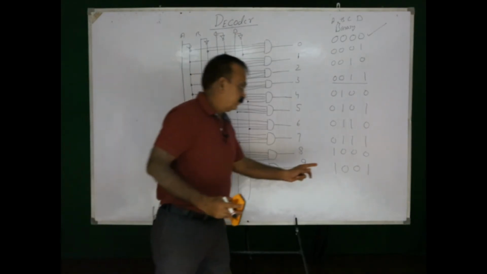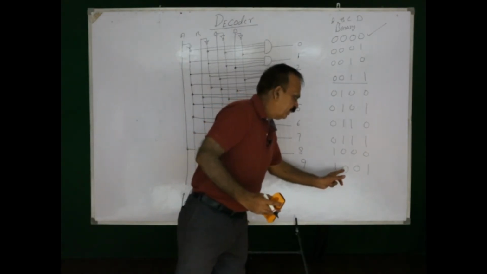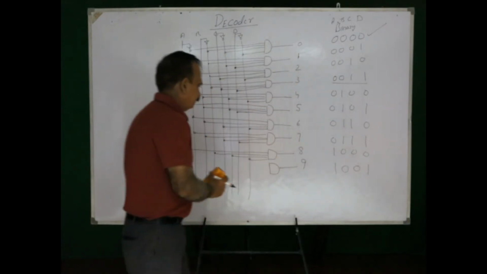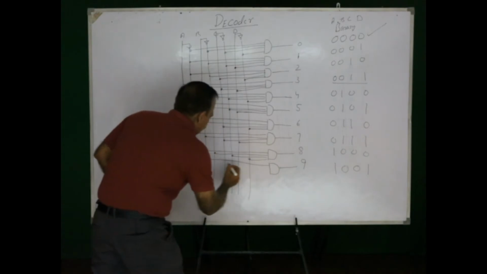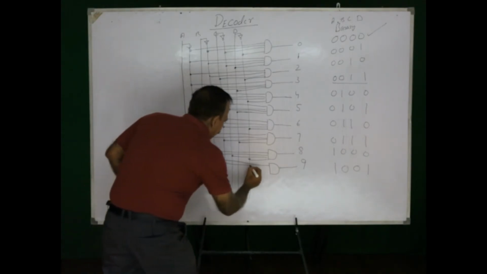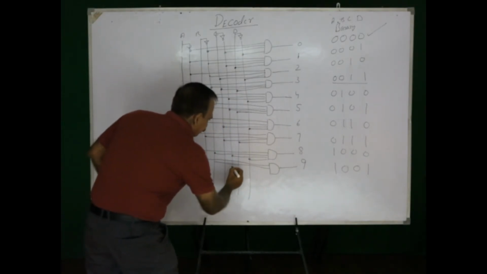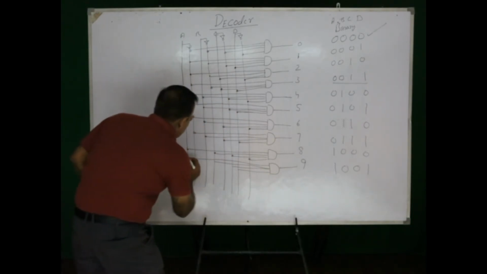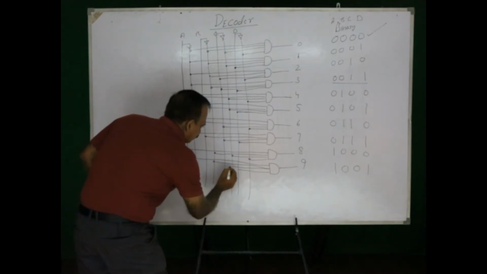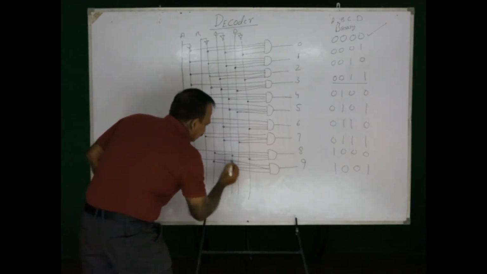The last one, it is A, B bar, C bar, and D. It is A, B bar, C bar, and D. A, B bar, C bar, D.